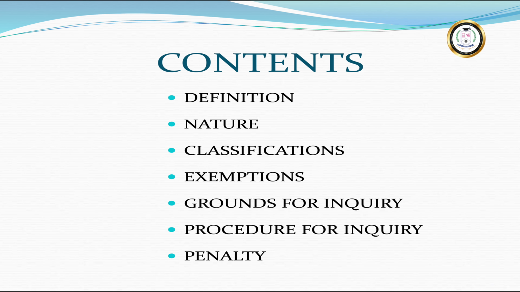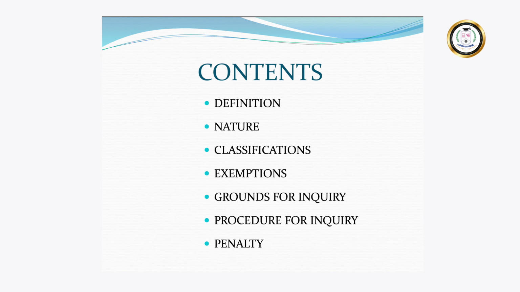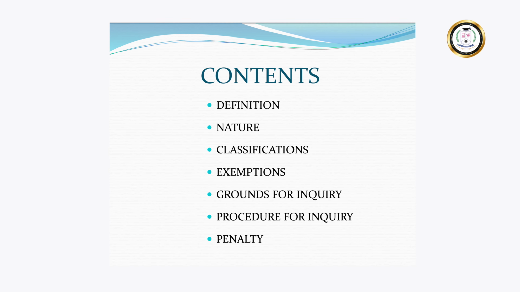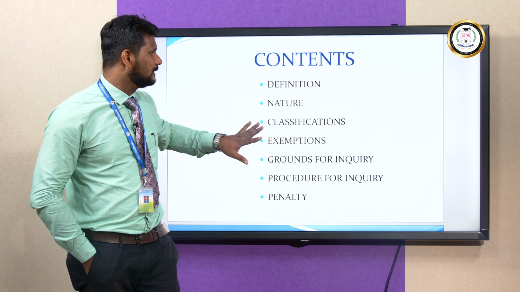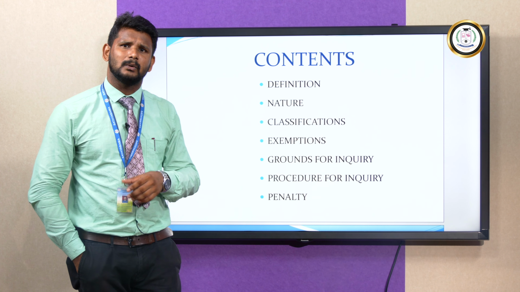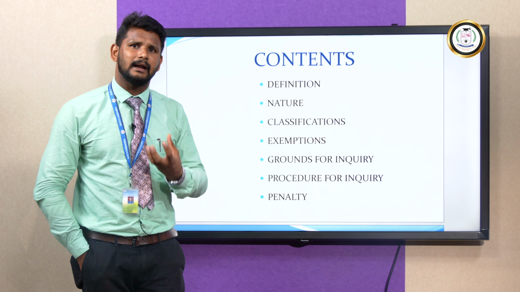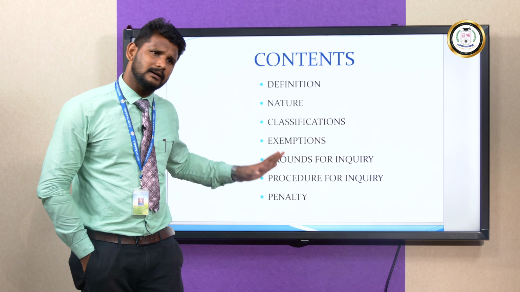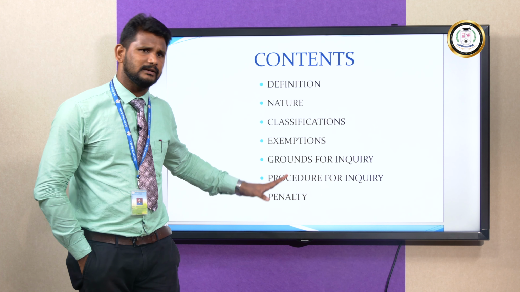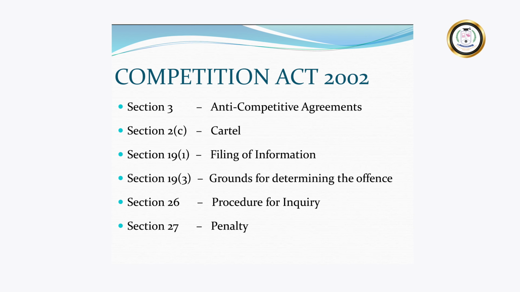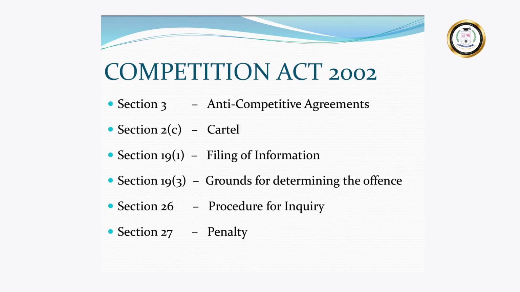We have a few contents which are necessary for understanding the whole concept of anti-competitive agreement. We have definition, nature, classification, exemptions, grounds for inquiry, procedure for inquiry, and the final thing is penalty. All these 7 parts are most essential to understand the whole concept of anti-competitive agreements. For this understanding, we have a set of sections, which follow on the next slide. So, here come the sections.